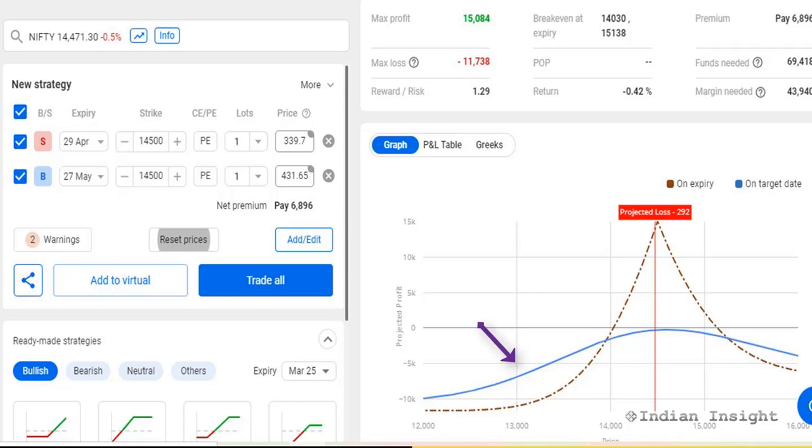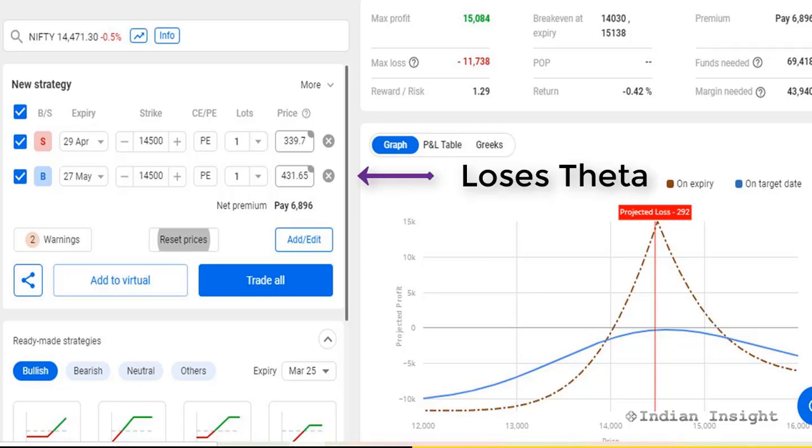The solid line here shows your immediate profit and loss when you initiate the trade. So if the prices were to move by 500 points either way from the current price, you will see a loss of around 2,000 rupees. If the prices don't move, then you are likely to accumulate some theta from the April month short put position.